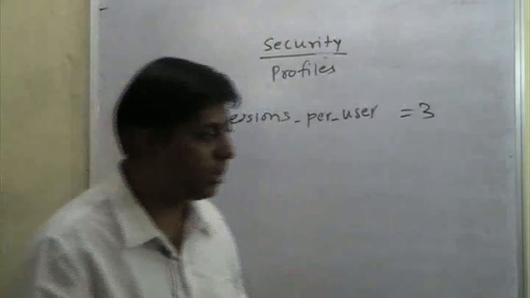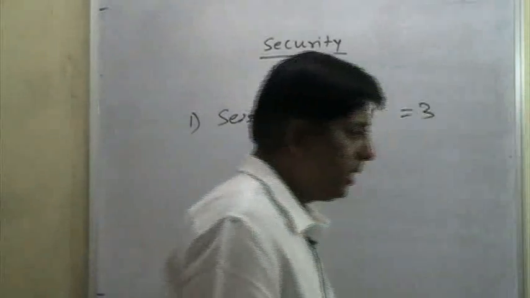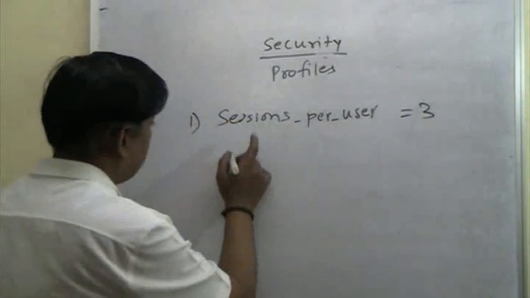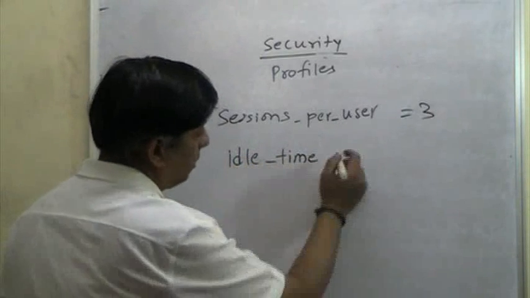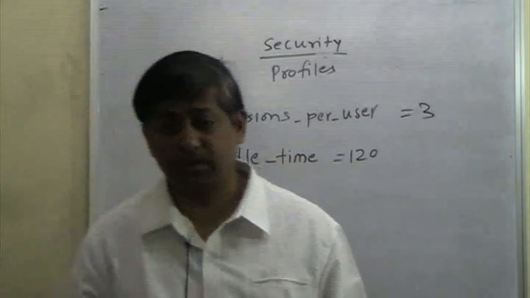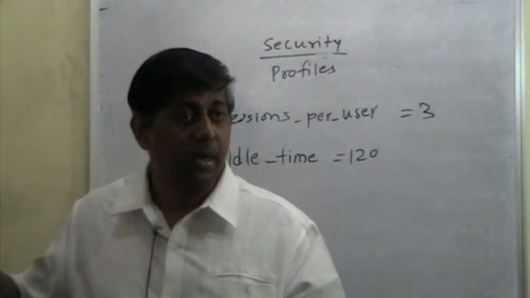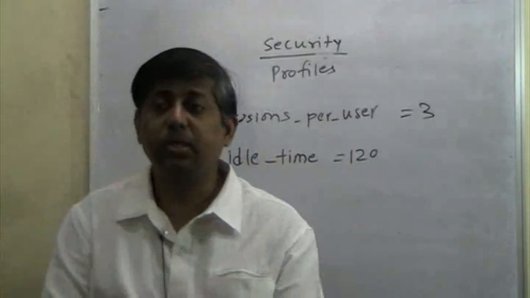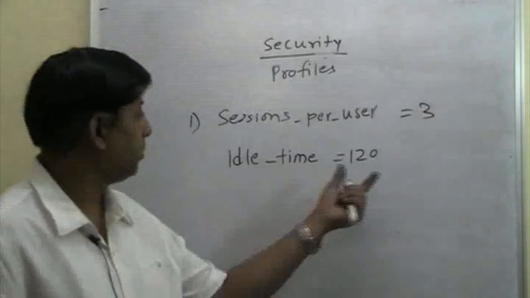So what are those certain attributes? There are quite a few of them. I'm just going to list some important ones. Then there is idle time. This is in minutes. So if I say idle time is equal to 120, and the user has logged into a database through SQL Plus and has gone on a coffee break and comes back after 2 hours, he will realize that his connection has been disconnected. His session has been disconnected automatically. Session expired. That is because of this.